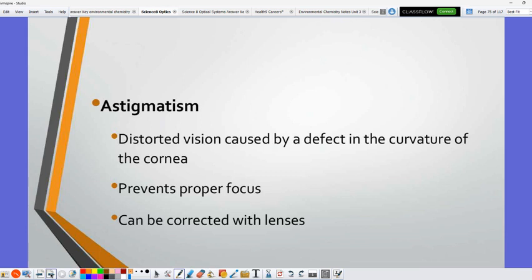Astigmatism is distorted vision caused by a defect in the curvature of the cornea. It prevents proper focus, and this can be corrected with a lens.